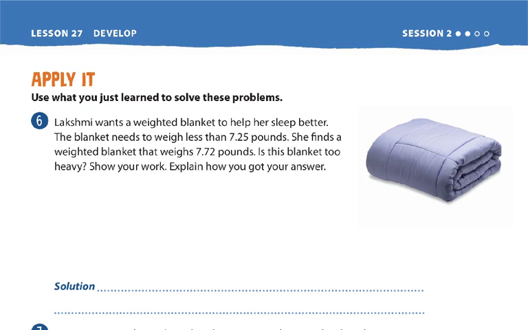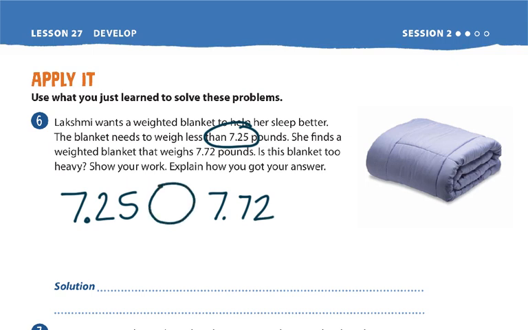Lakshmi wants a weighted blanket to help her sleep better. The blanket needs to weigh less than 7.25 pounds. She finds a weighted blanket that weighs 7.72 pounds. Is the blanket too heavy? Show your work. Explain your answer. So you're going to write both problems, and you're going to compare them and write a greater than, equal, or less than sign.